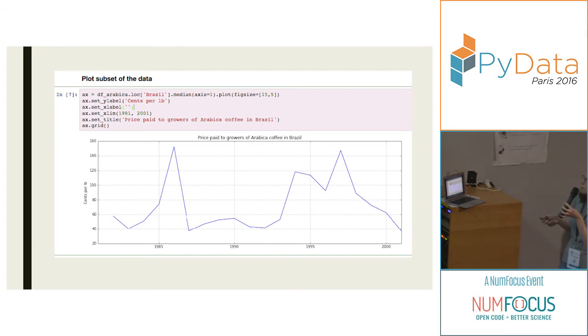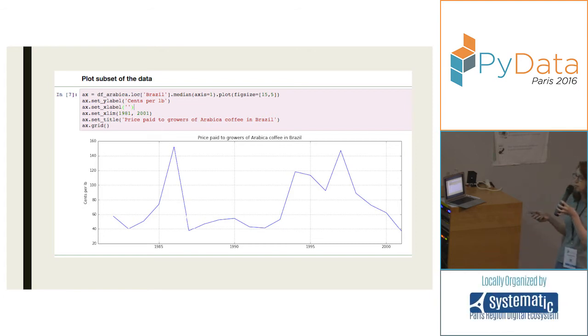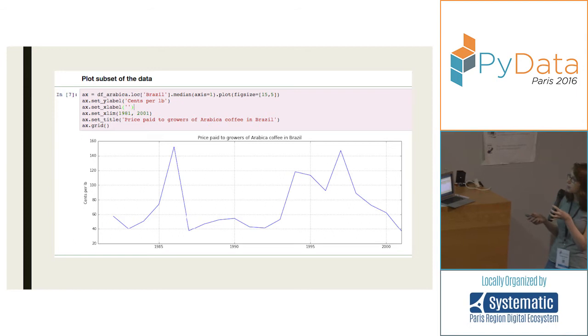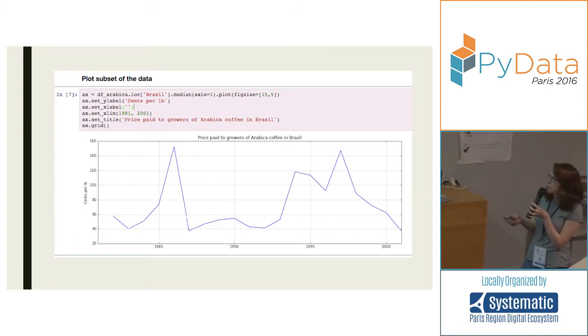So I'm also going to plot a part of the data set. This is the price paid to growers of coffee in Brazil. As you might know, Brazil is actually the leading exporter of coffee in the world. They produce about 1/3 of all coffee beans. I think this plot, which shows the cents paid to growers per pound across 20 years, is actually quite interesting.